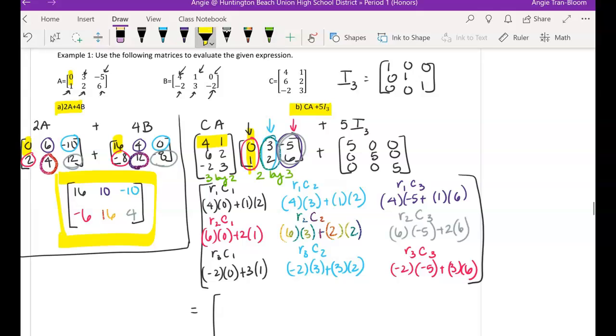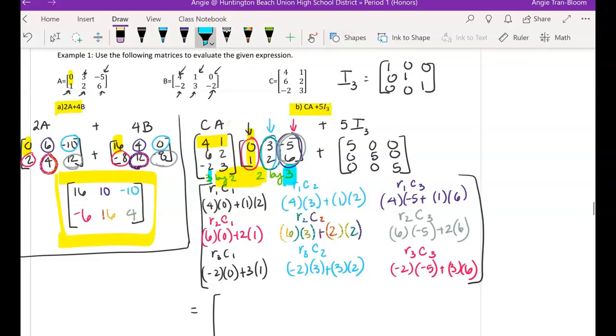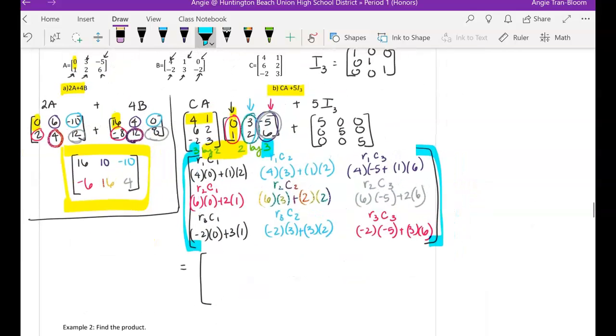Okay, this is your trick. If these two inner values are the same, that means you are able to multiply. Again, you write down the sizes. If the two inner values are the same, then you can multiply. Now the two outer values, let's pick a highlighter that you can see. The two outer values will tell you the size that your final answer is going to be. Because it's a 3 and a 3 on the outside, that means your answer will be a 3 by 3 matrix. Okay, so that's a little secret right there.